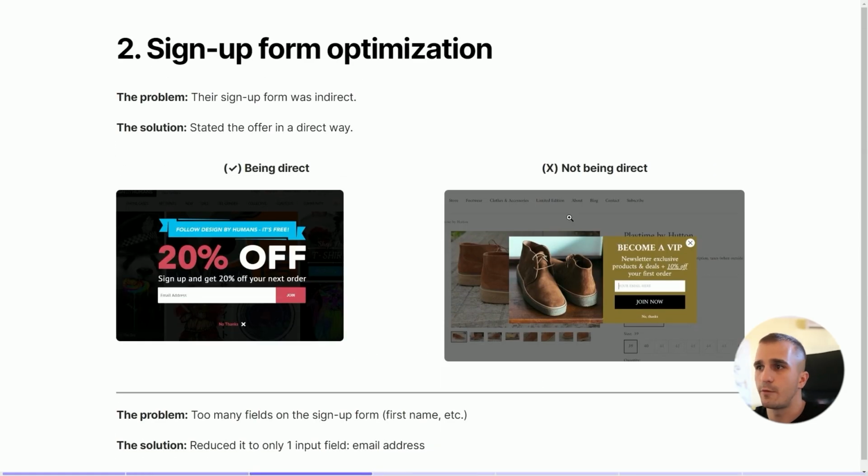Then the next thing is that we have significantly optimized their sign-up form. They had an okay offer, a 10% off discount, but the problem is that their sign-up form was not very direct. So we have changed the copy on their sign-up form and stated the offer in a more direct way. And I have prepared an example of what direct copy versus indirect copy looks like. So on the left side, we have direct copy.